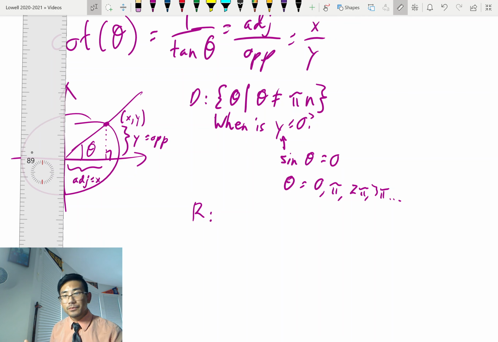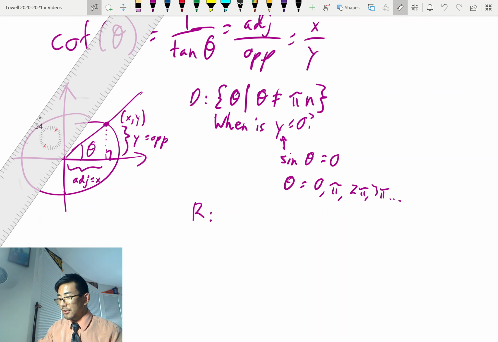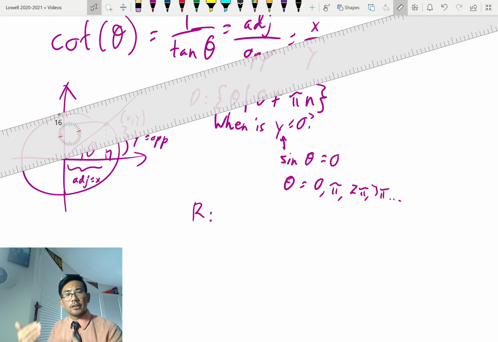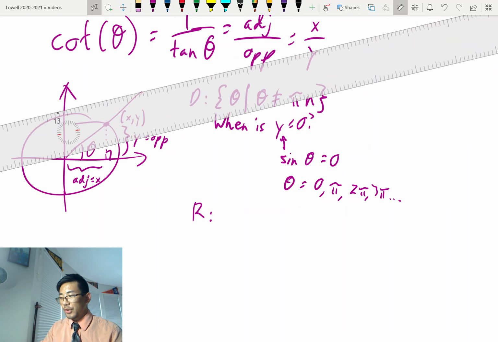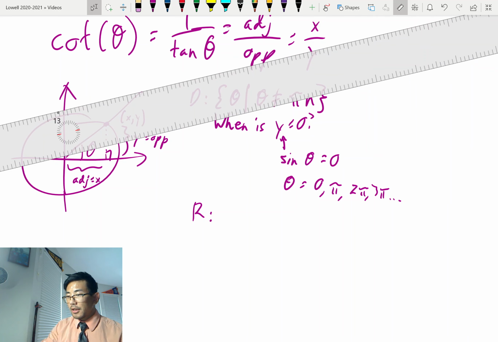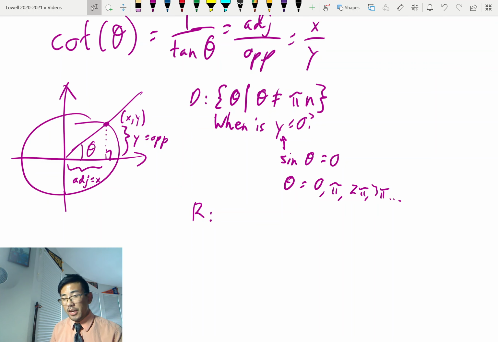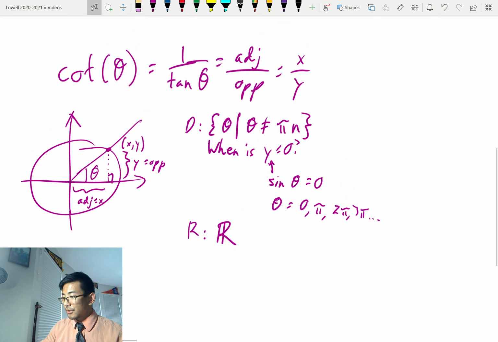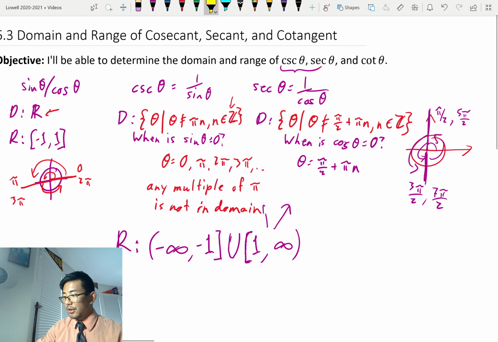Likewise, if the slope was really tiny, this would be a small value of tangent in magnitude, which would mean that the reciprocal of that would be very large. And so just like tangent has a range of all real numbers, so does cotangent. So here we have the range and domain of cotangent, as well as cosecant and secant.